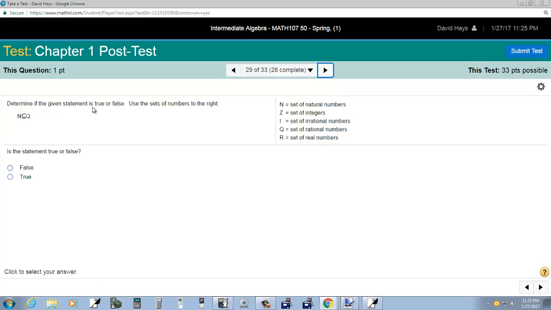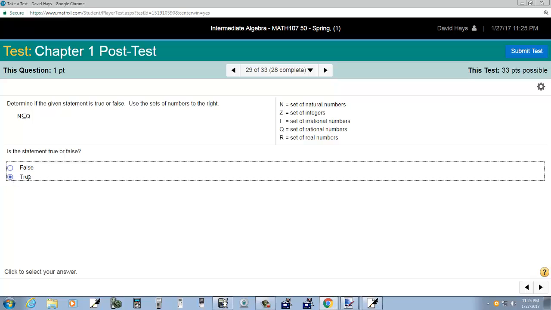Determine the given condition is true or false. Use a set of numbers to the right. N is a subset. N is natural numbers, subset of rational numbers. Okay, natural numbers starts at 1 and goes on up. And I could put each one of those as 1, so that is a subset. Okay, true. Think about that one.